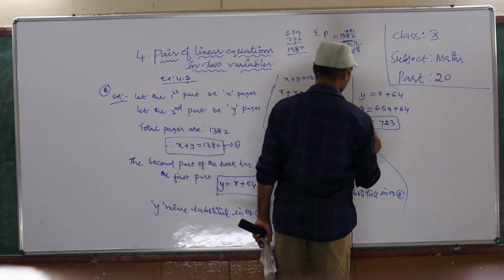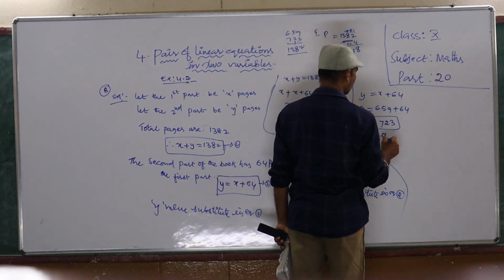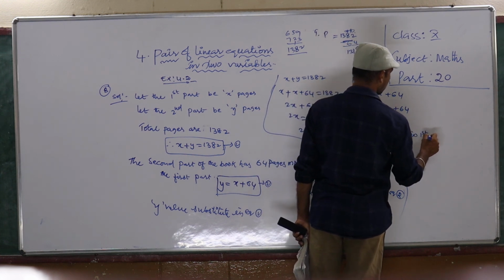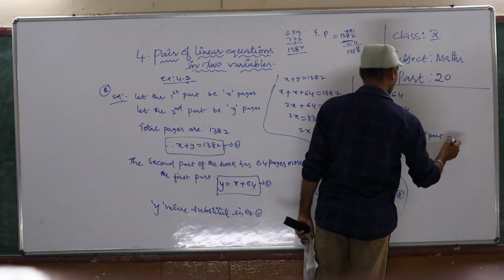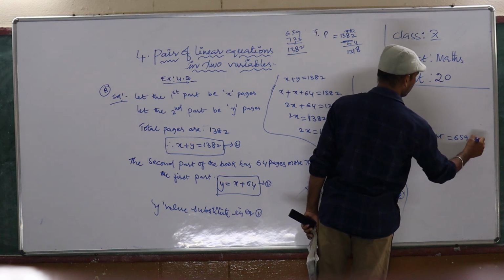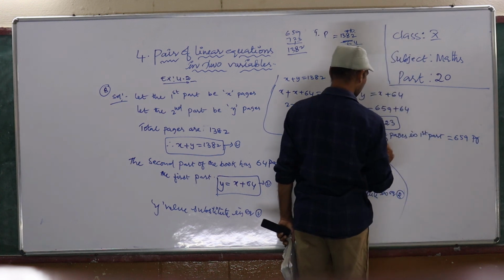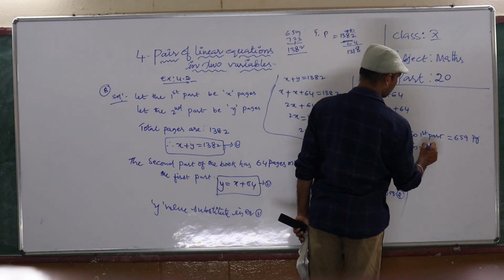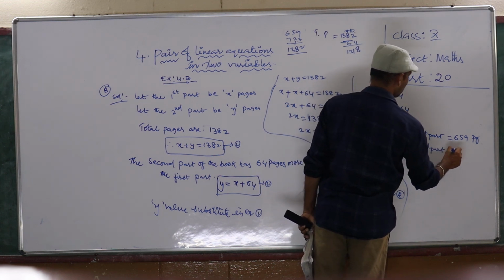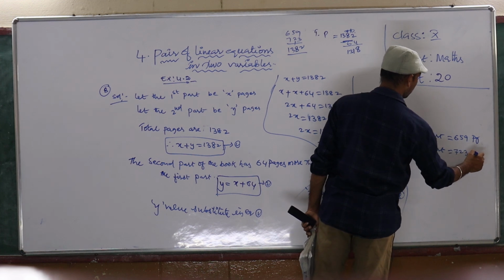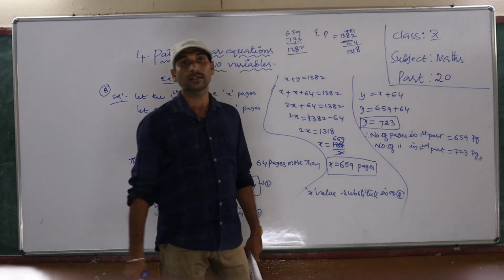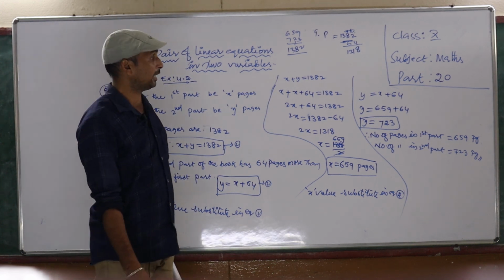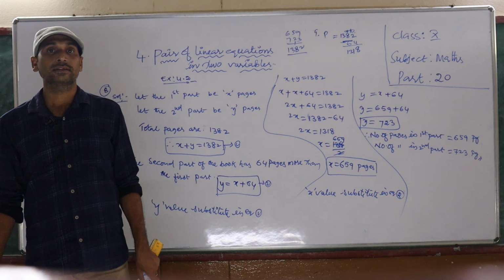Got it now? So therefore, number of pages in the first part, how much? x value, 659 pages. Then number of pages in the second part, 723 pages. Okay, children? So this is about the eighth one. So the remaining we will discuss in the next class.